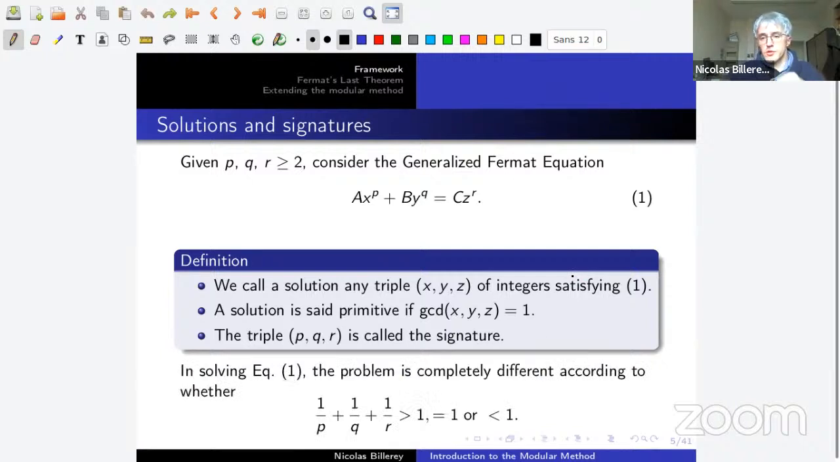So when you try to solve this equation, the equation one on the slide, the problem is actually completely different if you are in one of these three situations. The first situation is when the sum of the inverses of the exponents, 1 over P plus 1 over Q plus 1 over R, is greater than 1, or when this sum is equal to 1, or when the sum is less than 1. Today I will mostly focus, again, only on the last situation, when the sum of the inverses of the exponents is less than 1.